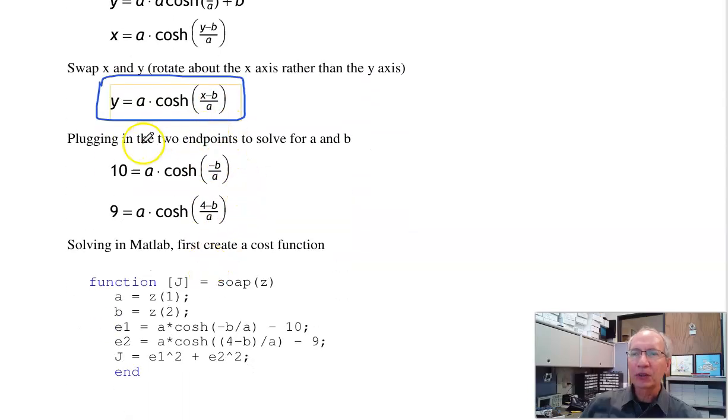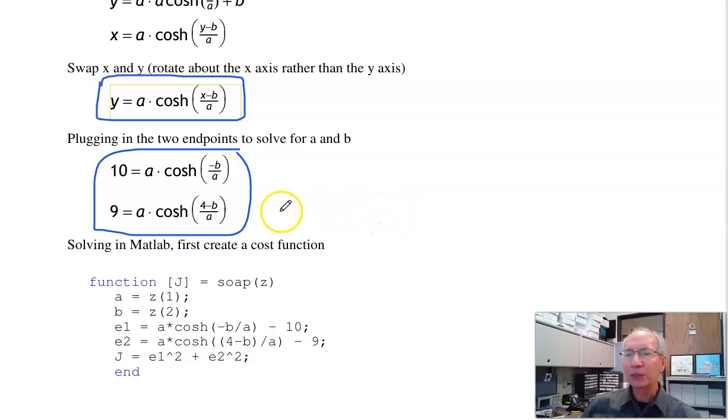When x equals 0, y is 10. When x equals 4, y is 9. So two equations, two unknowns. Solve for a and b. Now personally I don't know how to solve by hand, but I can use MATLAB. I'll create a function called SOAP. I'm going to guess a and b, calculate the first equation, the error in it, second equation, error in it, return the sum squared error. What value of a and b minimize the sum squared error?